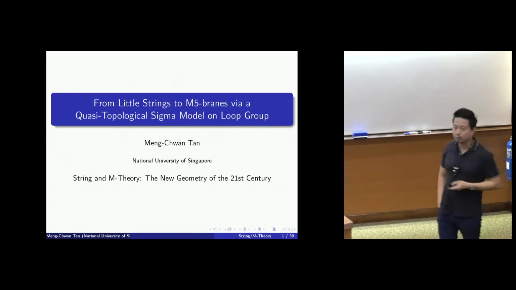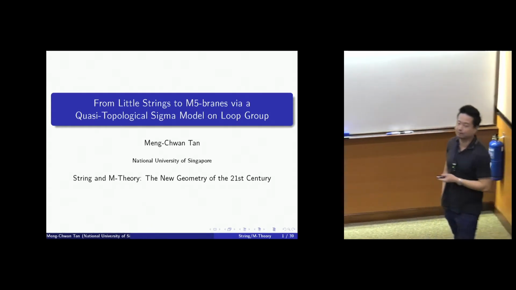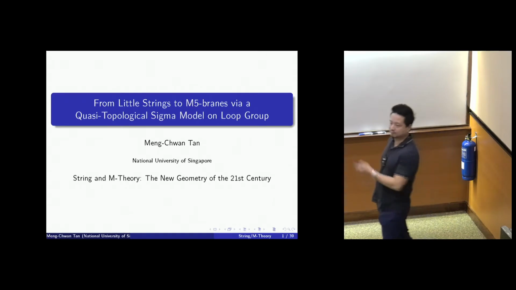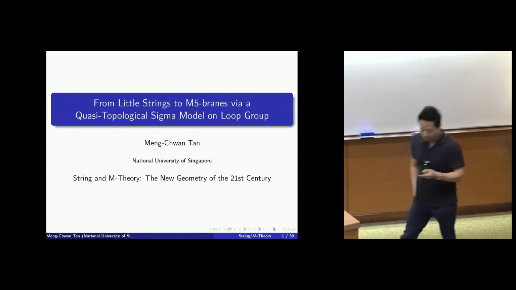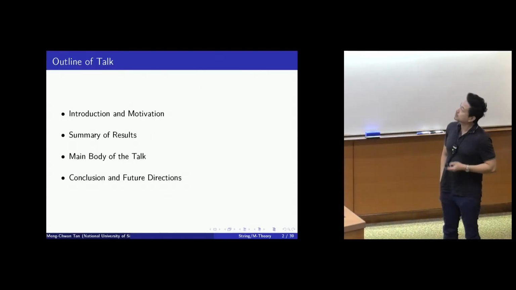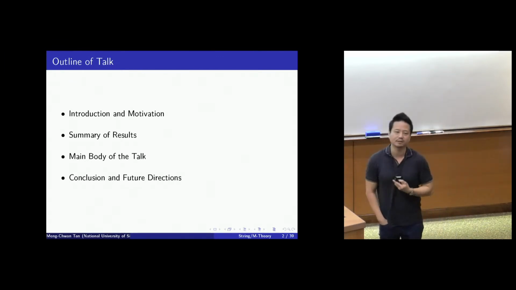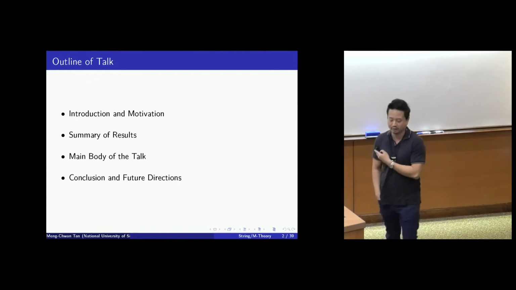So my title of the talk would be From Little Strings to M5-branes via a quasi-topological sigma model on loop group. I will explain what I mean by all these terms. So the outline of the talk, first I'll give an introduction of the subject and some motivation as to why I want to study this.